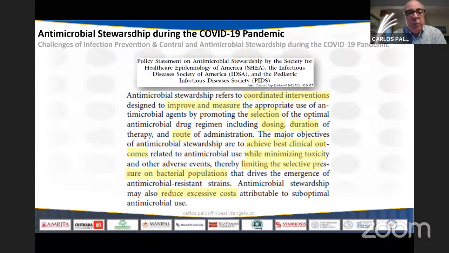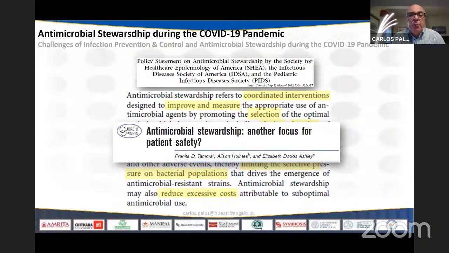So in order to improve antimicrobial prescription, there was a concept that was developed, and at least it is published since 2012, which is the concept of antimicrobial stewardship, which are coordinated interventions designed to improve and measure the appropriate use of antibiotics by promoting the selection of the optimal antibiotic drug regimen, including dosing, duration of therapy, and route of administration. And the purpose is to have the best clinical outcome while minimizing toxicity and reducing antimicrobial resistance. So this should be seen as a focus for patient safety.